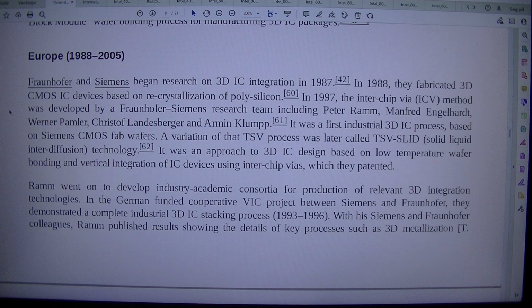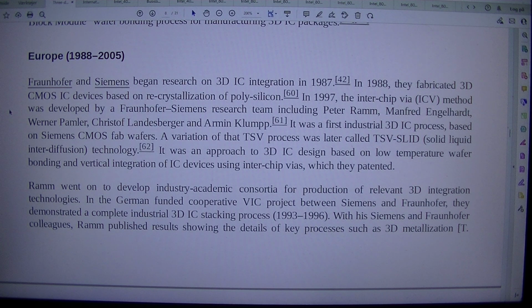In 1997, the interchip via, ICV, method was developed by a Fraunhofer Siemens research team including Peter Ramm, Manfred Engelhardt, Werner Pamler, Christoph Landesberger and Armin Klumpp. It was the first industrial 3D IC process, based on Siemens CMOS fab wafers. A variation of that TSV process was later called TSV SLID, solid liquid interdiffusion, technology. It was an approach to 3D IC design based on low-temperature wafer bonding and vertical integration of IC devices using interchip vias, which they patented.